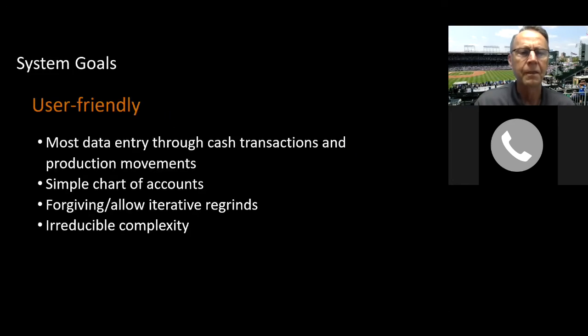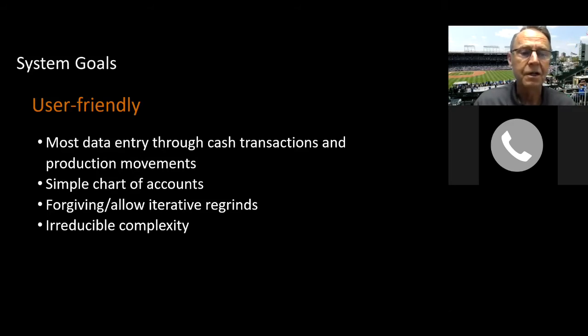inventories at market value. We want this to be as user-friendly as possible, and so as I was saying, the most data entries are going to go through cash transactions, paying bills, buying feed, applying fertilizer, etc., and then production movements coming out of your own feed mill, death loss, animal movements, harvest, things that are not directly accounting entries. In this case, you're dealing with the raw numbers and having the system make the adjustments for you.